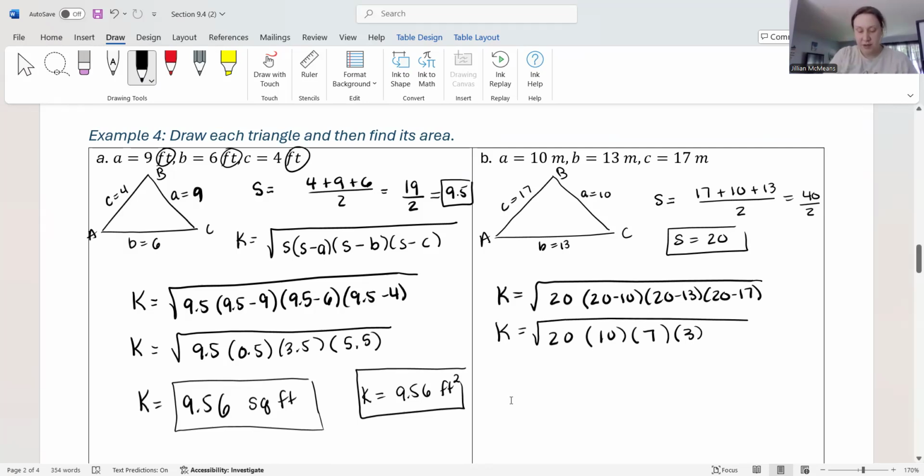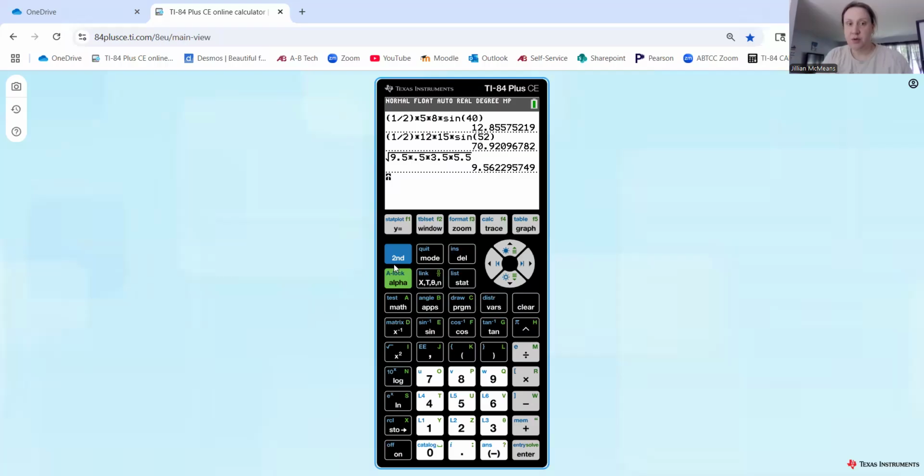So we can go to our calculator now, and we want the square root again, so we're going to go second x squared. We want our semi-perimeter, and then times the semi-perimeter minus each side in turn. So we get 20 minus a is just 10. 20 minus b was 7, and 20 minus c was 3. And we hit enter, and we're going to round to 2 decimal places again. So we get 64.807, which would round to 64.81.